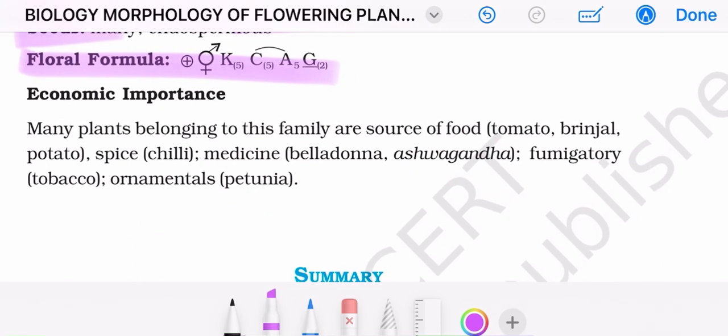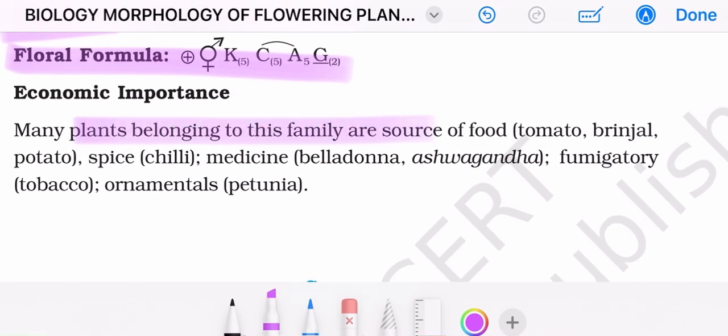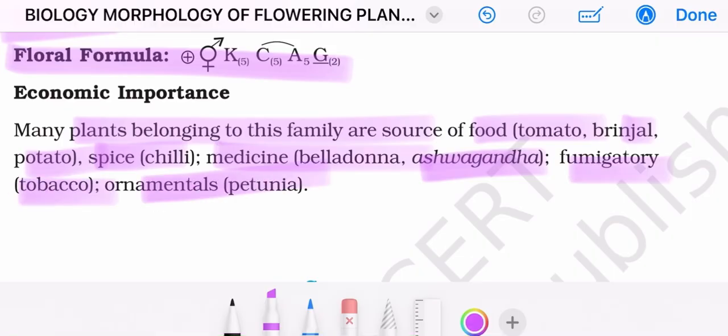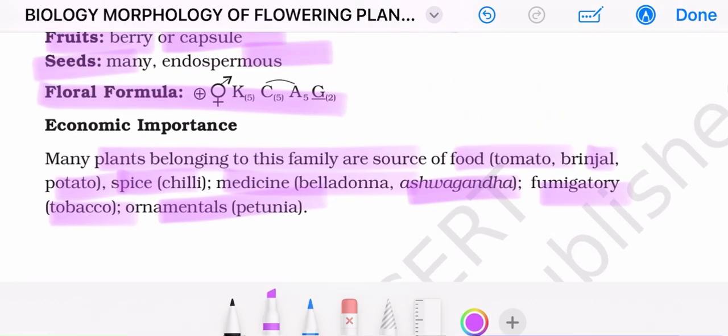Economic importance. Many plants belonging to this family are a source of food, like tomato, brinjal, potato; spice, chili; medicine, belladonna, ashwagandha; fumigatory, tobacco; ornamentals, petunia. And that's it with the chapter.